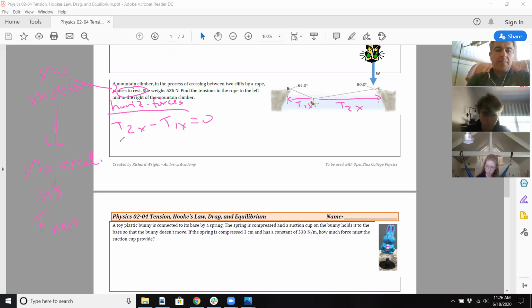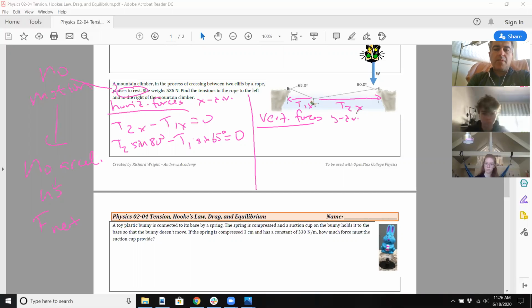And so in this case, I'm going to have T2 times, that was cosine of 80 degrees. No, sine of 80 degrees, minus T1 times sine 65 degrees, equals 0. And there's going to be some wacky numbers with that, which we'll work on in a sec. Your vertical forces, that's in the y direction. So this is the x direction.